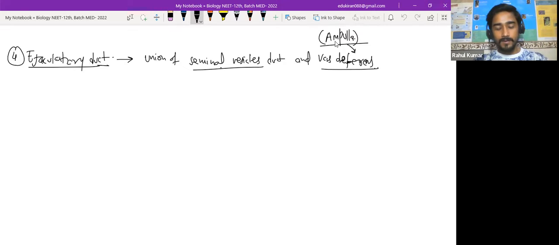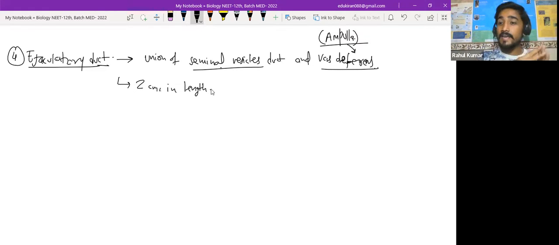So that's why I told you about the ampulla. Now write down about the ejaculatory duct. Nothing else has been asked. It's a very short duct, just around 2 centimeters. It is the shortest duct in the whole male reproductive system, 2 centimeters in length. And this is called the ejaculatory duct because from this duct onward, ejaculation occurs. So this is the starting point of the ejaculation.